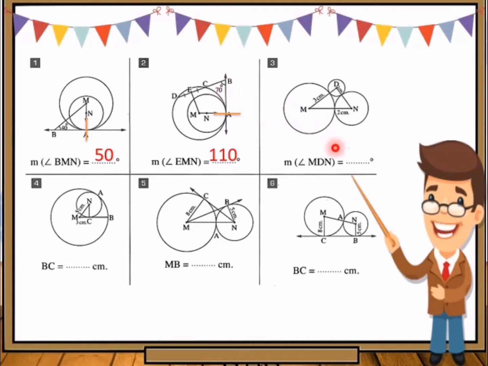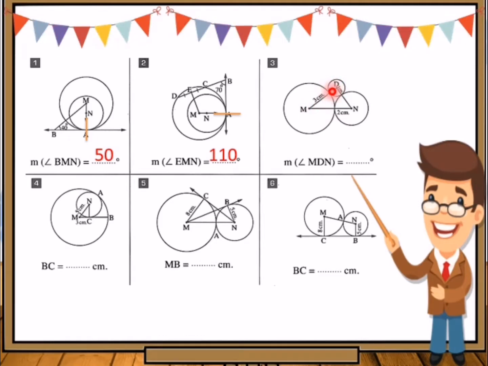The third one, we have three touching circles. Their radii: circle M, its radius is 3 cm, N 2 cm, D 1 cm. Let's complete the lengths. ND equals 1 plus 2 equals 3. NM is 2 plus 3, 5. MD is 3 plus 1, 4.